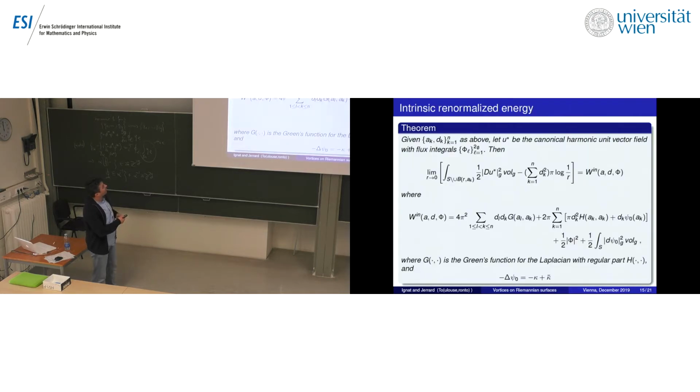So now let me go to how you compute this interaction energy. Suppose that you already know what's the canonical harmonic vector field that corresponds to the points and to those flux integrals. What you do is that you cut out some small balls of the Dirichlet energy, and you take out this infinite energy. This infinite energy is logarithmic, and it scales with the degree squared. So this will give you the interaction energy between the vortices.